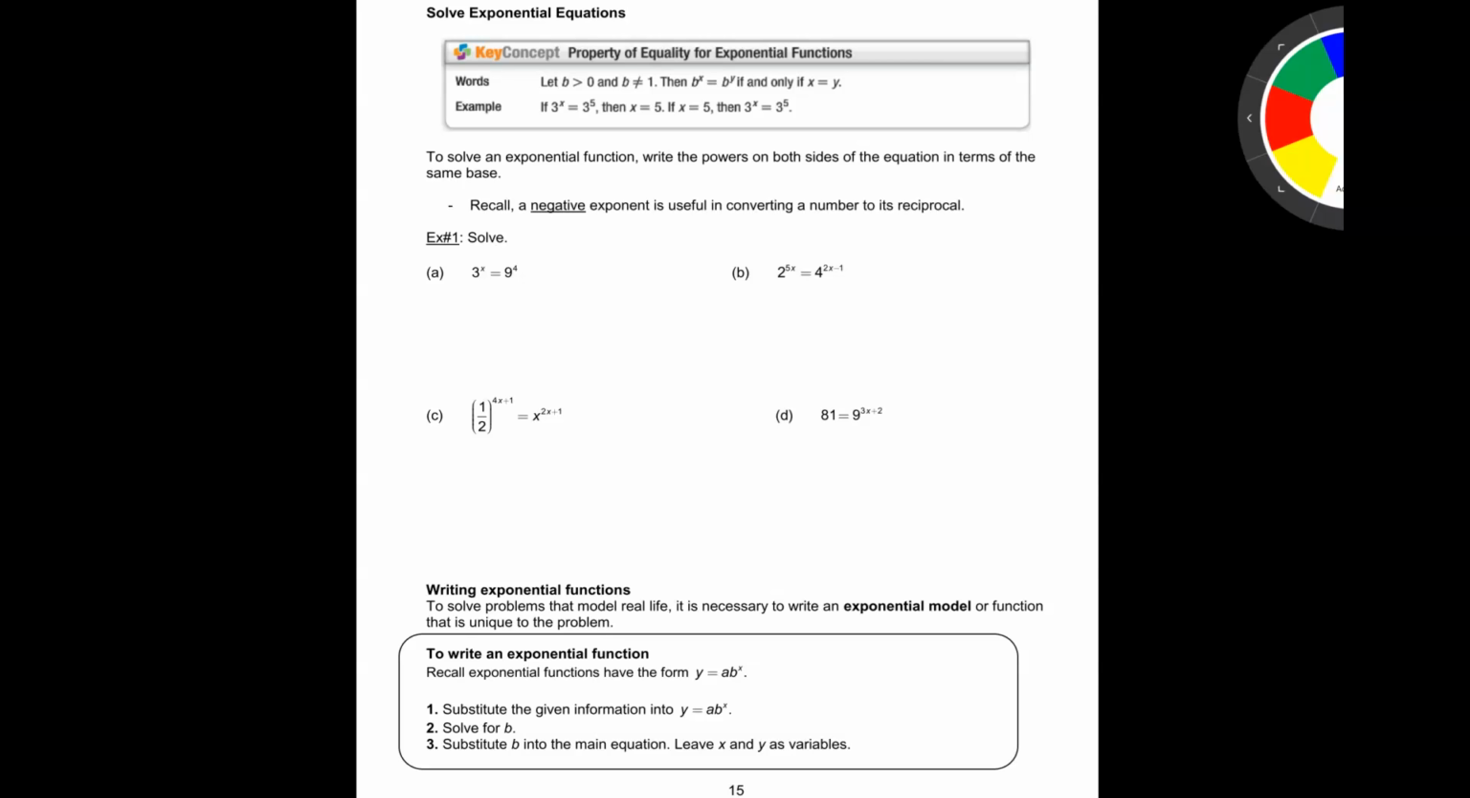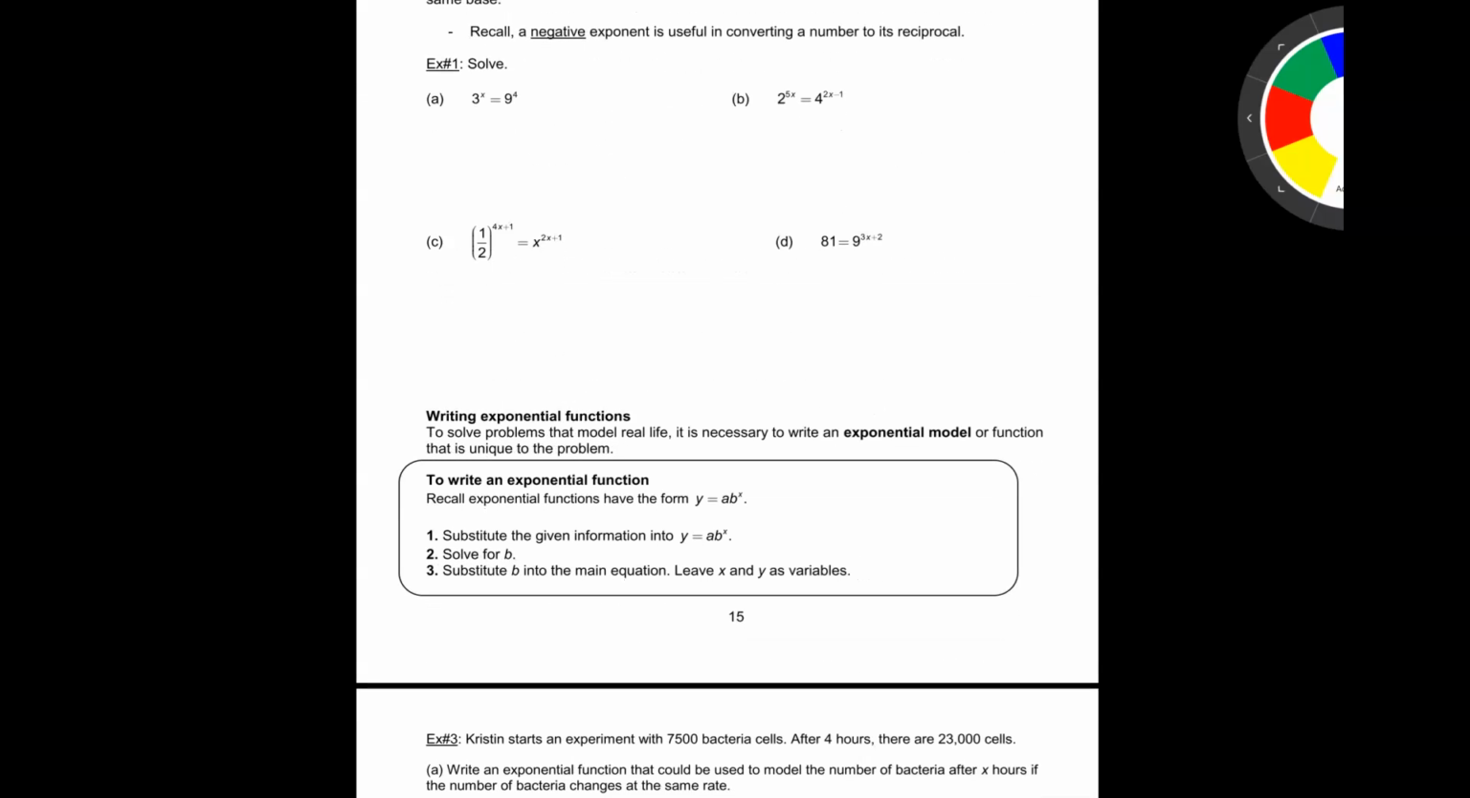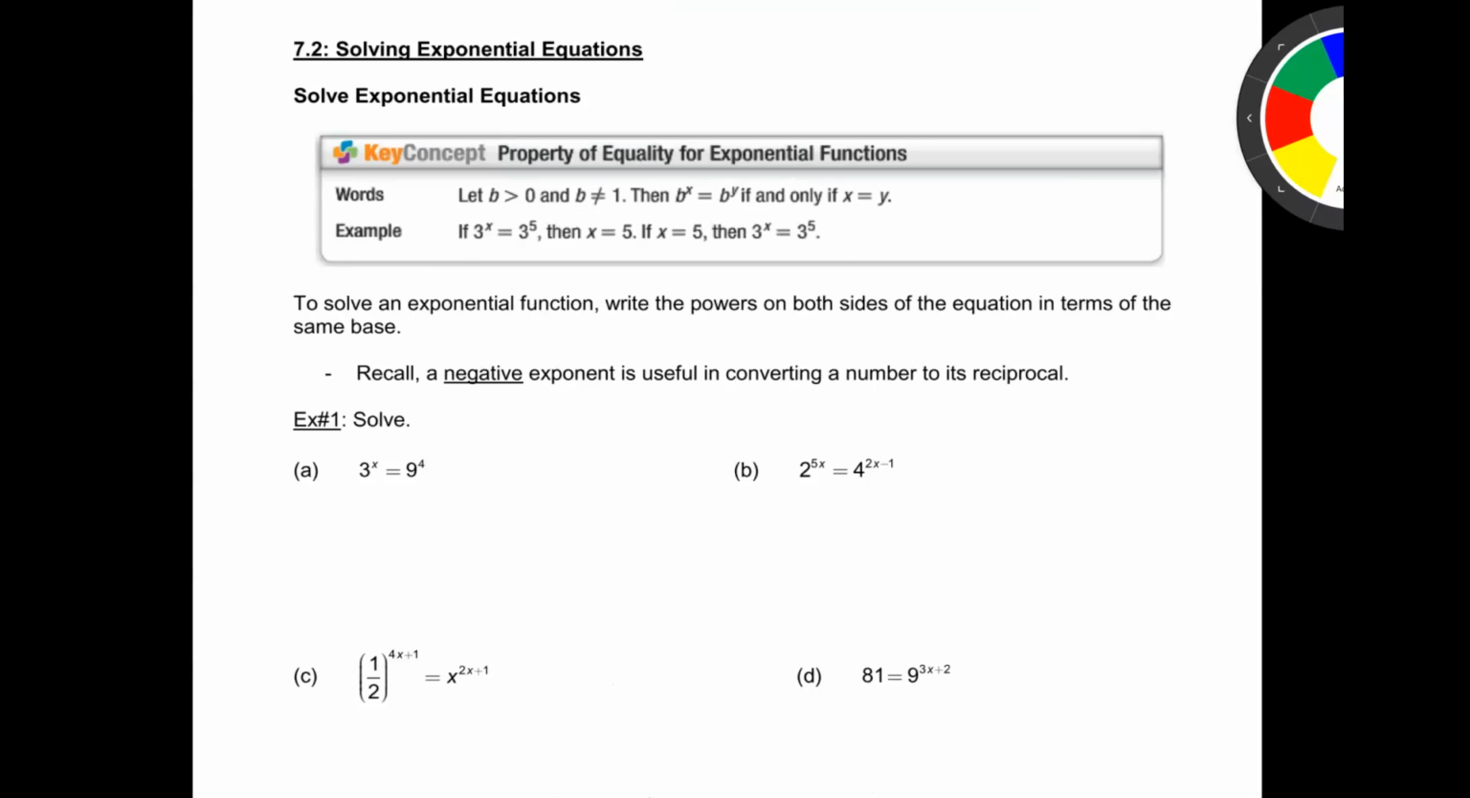All right, here's a screencast for 7.2 part 1. So this first part, we're only going to do these problems, right? We're only doing these problems up here. Okay, so exponential functions.